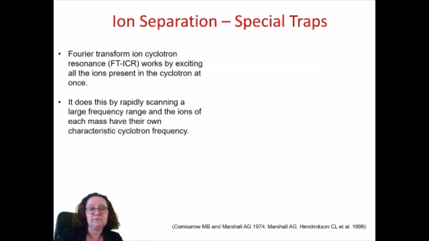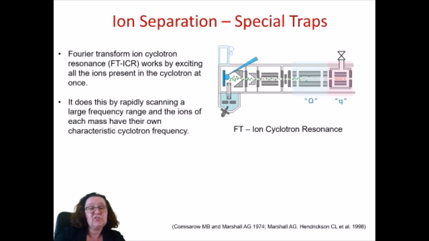mass analyzer. And another type of special trap is called Fourier Transform Ion Cyclotron Resonance, FTICR. It's just another way of trapping the ions and then releasing them in an orderly fashion, so they can be detected and a mass spectrum can be produced. This is a schematic diagram of how an FT ion cyclotron resonance looks.